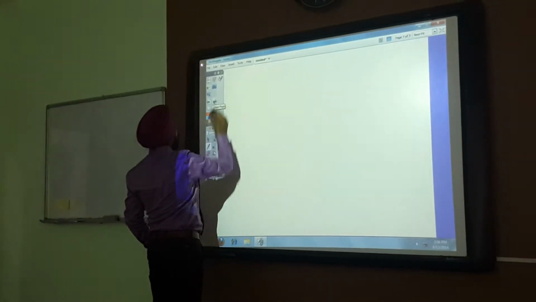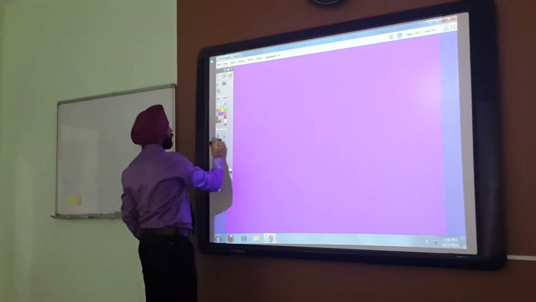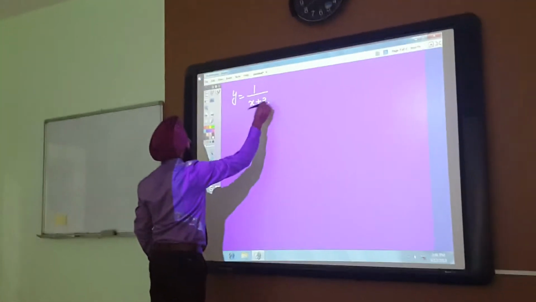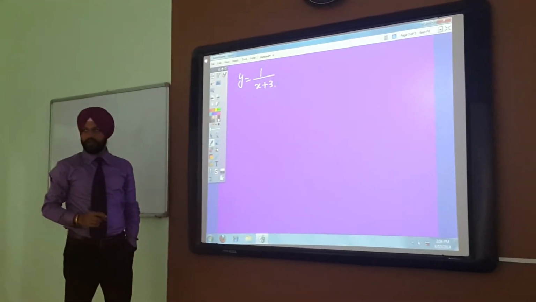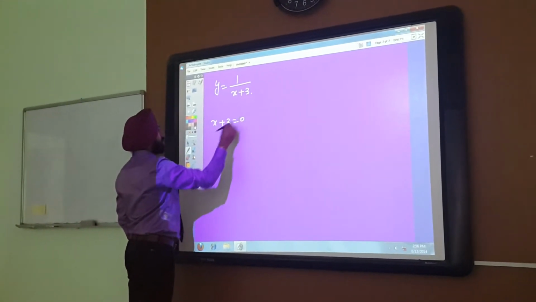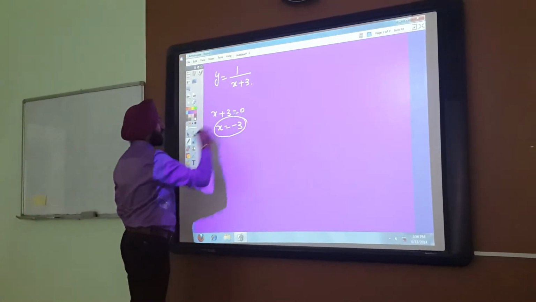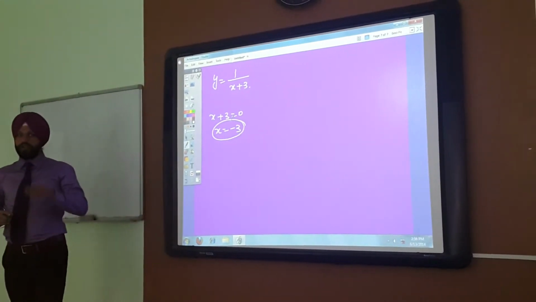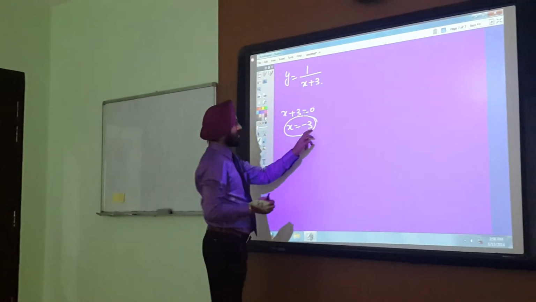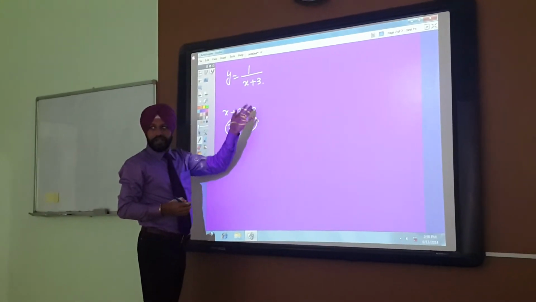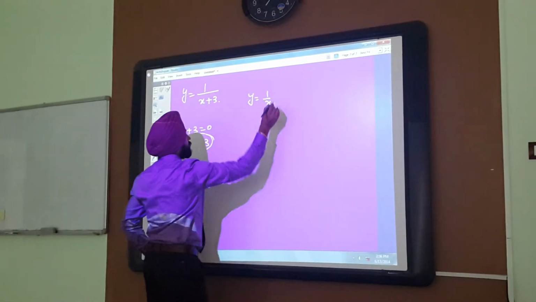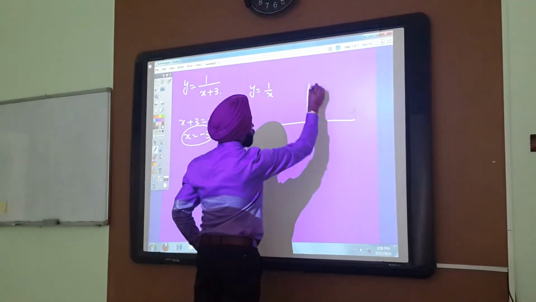And if it is again positive side, then what will happen? Let's say it is x plus 3. Okay, now it is plus 3, not minus. So x plus 3 equals 0. So x equals minus 3. What do you call it? Which asymptote? Horizontal or vertical? It's x equals minus 3. So it is vertical asymptote. Okay. So for y equals 1 by x, the curve is simple.